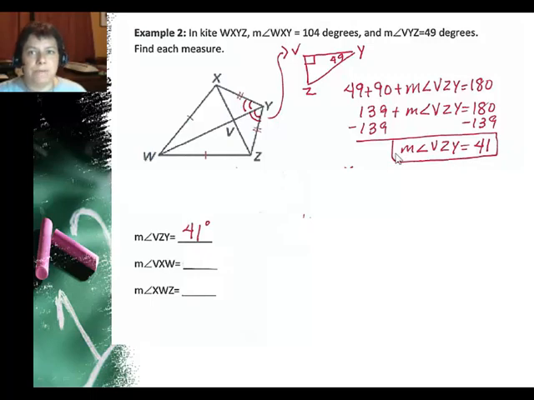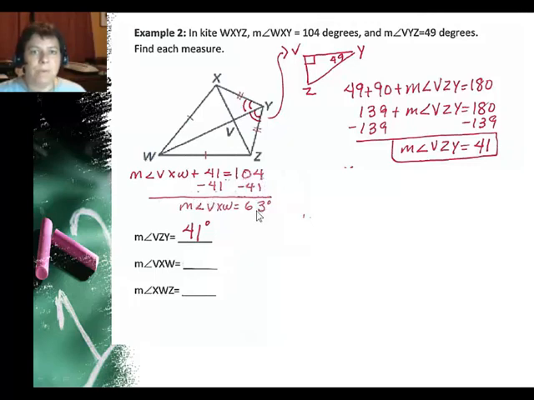The next angle they want me to find is VXW. So it could be tempting to say, oh, let me just cut the 104 degrees in half, but that wouldn't be right because this short diagonal is not an angle bisector. So what can I do? Well, I already found out that this angle on the lower right here is 41, which means that angle is 41. So these two angles have to add up to 104. So the measure of angle VXW plus the 41 must be 104. I subtract 41 from both sides, and I get 63 degrees.